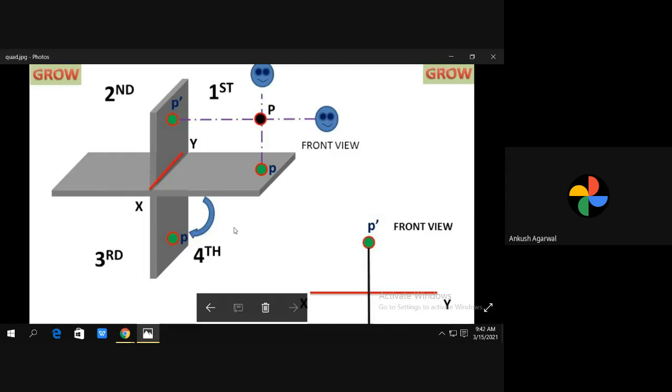Now we come to the fourth quadrant. Here, imagine the point under consideration is somewhere about here and the observer is standing here. So its front view is showing below XY line and top view is showing on this horizontal plane. When this plane rotates, both these views overlap. So we don't prefer fourth and second quadrant. So we only prefer first and third quadrant. In first angle projection, front view comes above XY line and top view comes below XY line. And in third angle projection, front view comes below XY line and top view comes above XY line.